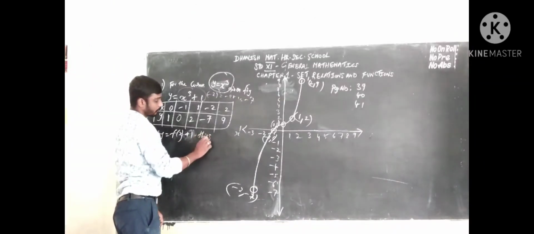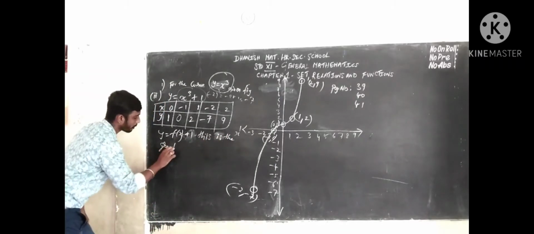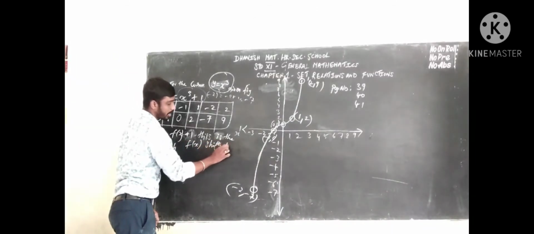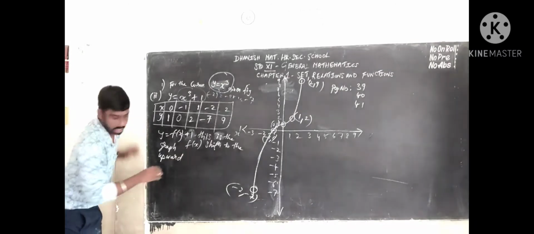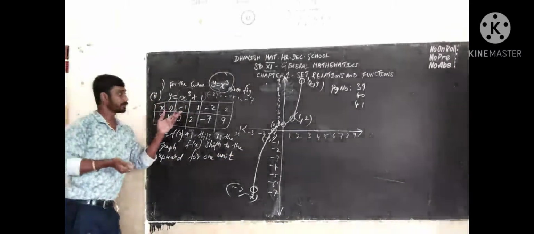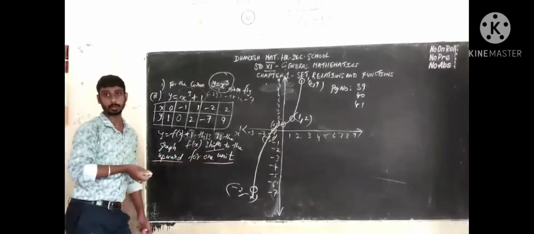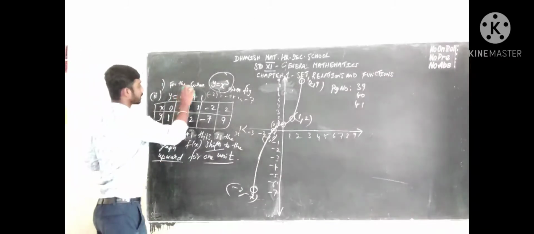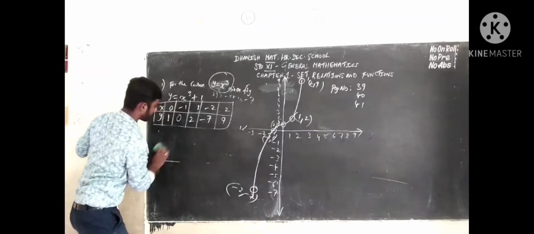This is the graph. Then f of x shifts upward for 1 unit. Here we are having x cube plus 1. What is the condition? It is a shift upward for 1 unit. Okay, let's see the next question. What is the question they have given here? x cube minus 1. Now listen here, same condition, same question here: x cube minus 1.